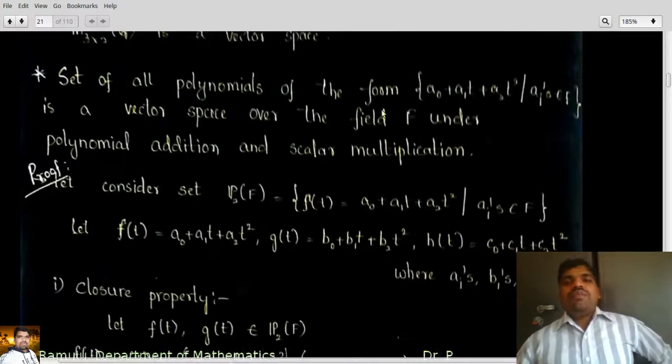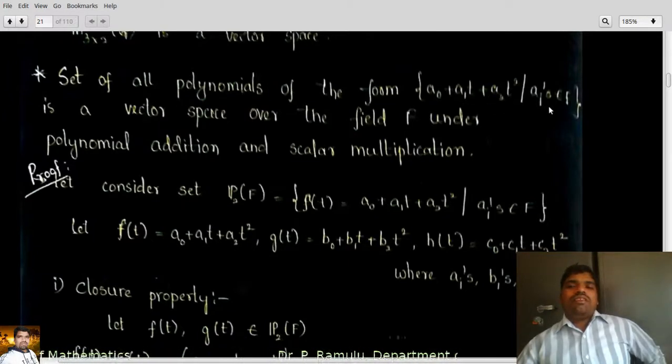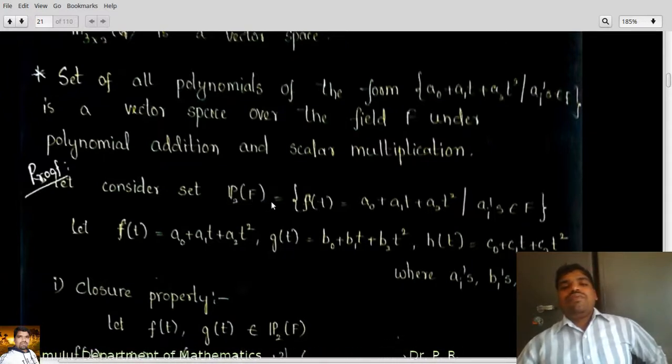Set of all polynomials, I am doing here polynomials. Set of all polynomials of the form a0 plus a1t plus a2t square, where ai belongs to F, is a vector space over the field F under polynomial addition and scalar multiplication. I am taking here a 2 degree polynomial, simply. So consider the set P2 over F, P of t equal to a0 plus a1t plus a2t square, such that ai belongs to F. For this set I am denoting P2 over F.